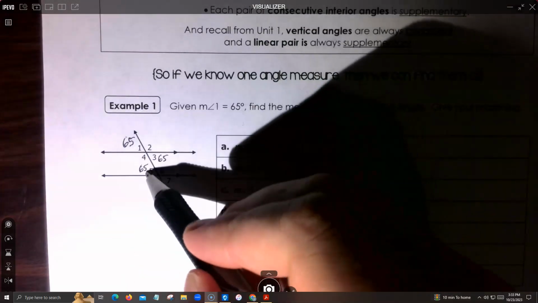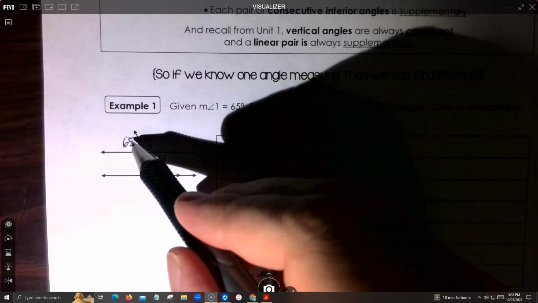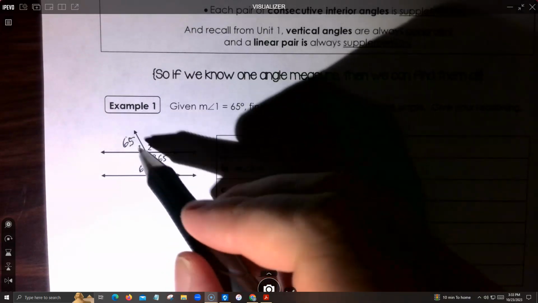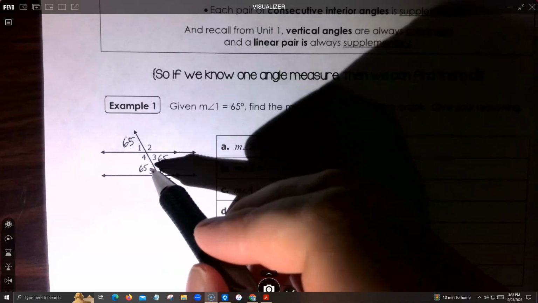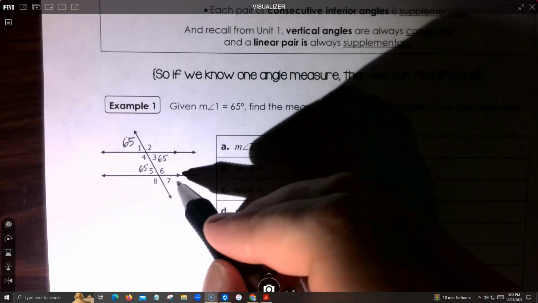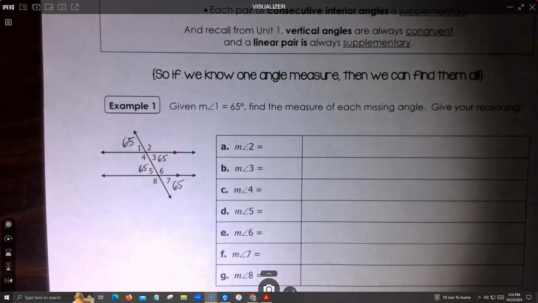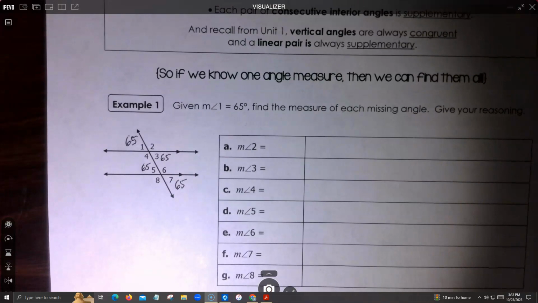We can say that 5 is 65. Why? Because these guys are corresponding. Remember the group before, these are in the same place. Corresponding angles are always equal, so these guys are equal. And again, 5 and 7 can be equal because of vertical angles. So all the places I've marked so far are 65s.